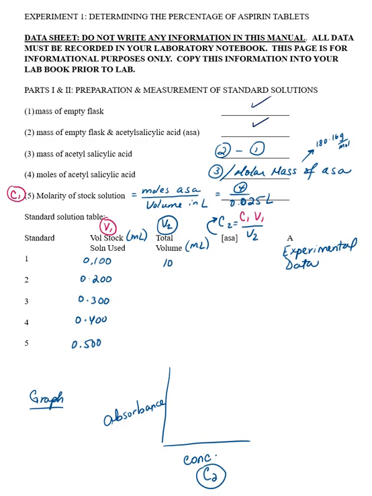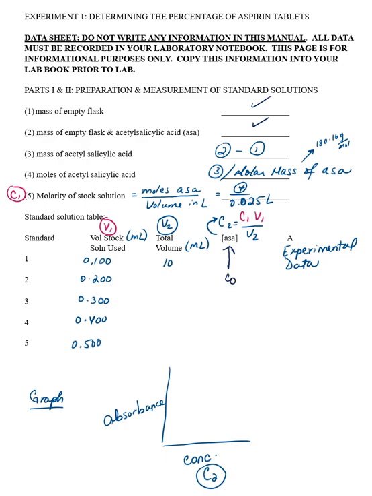Now the total volume is the total volume of the volumetric flask that you use. Okay? So you were diluting with the iron chloride all the way to the line of 10 milliliters. So I'm labeling that one as your volume 2, the 10 milliliters, which is the total volume of your volumetric flask. Volume 1 is the volume of the stock solution that you're using, your 0.1, 0.2, 0.3, 0.4, and 0.5. Now to calculate the concentration of acetyl salicylic acid in your dilutions, your 5 standards.